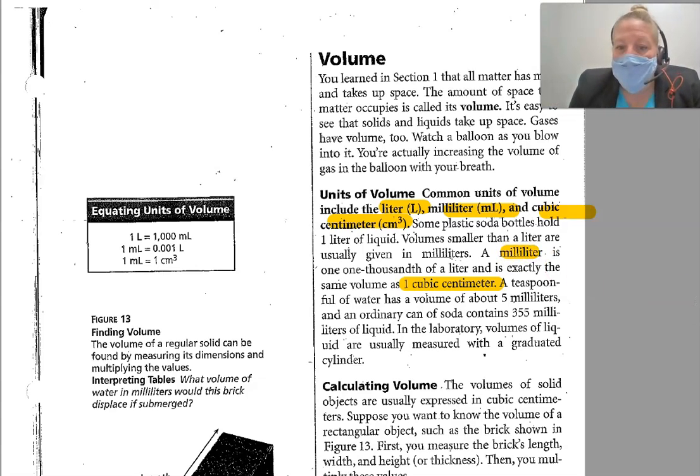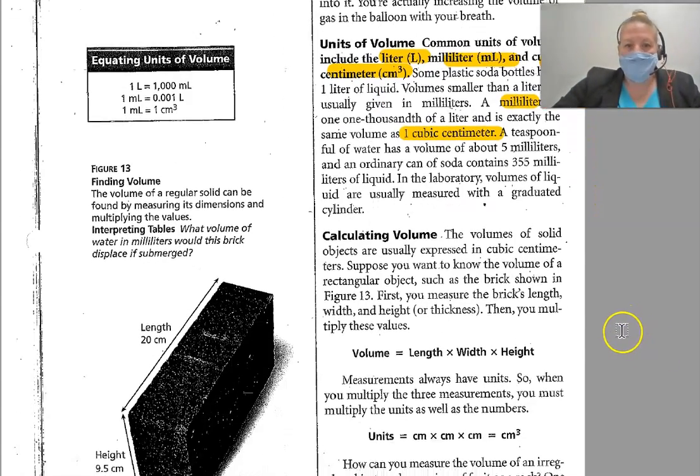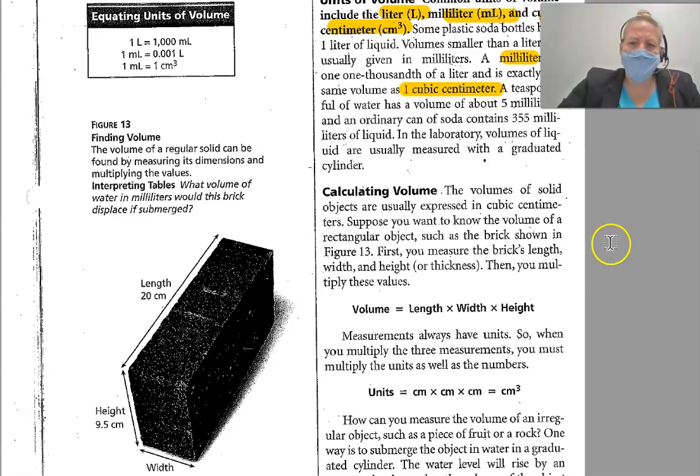A teaspoon of water has a volume of about 5 milliliters, and an ordinary can of soda contains 355 milliliters of liquid. In a laboratory, volumes of liquids are usually measured in a graduated cylinder. Calculating volume. We do this a lot in math class, especially when we're talking about solid objects, whose volumes are expressed in cubic centimeters.